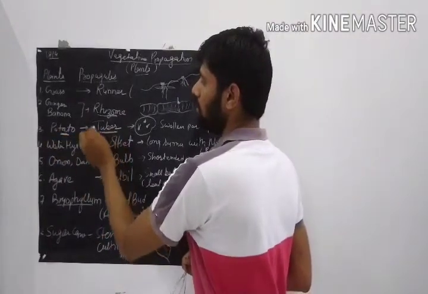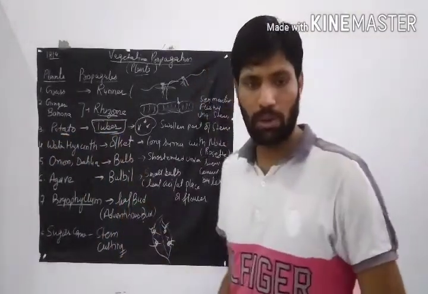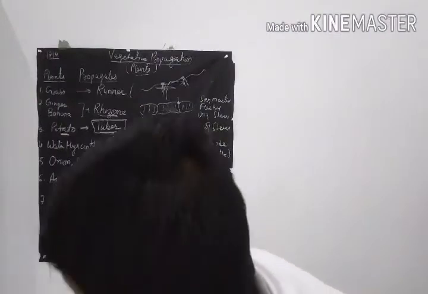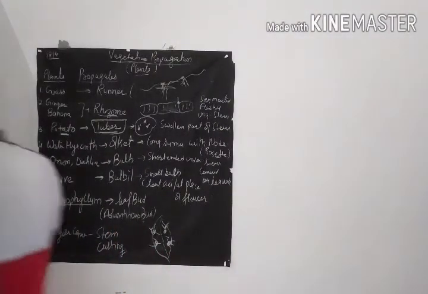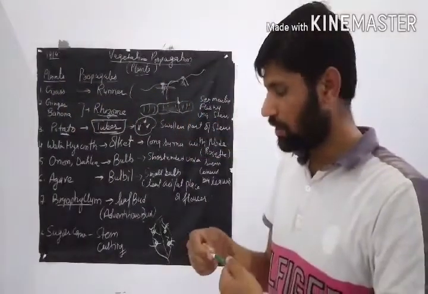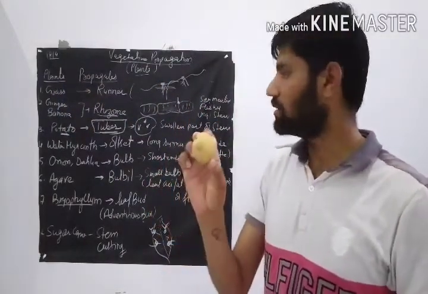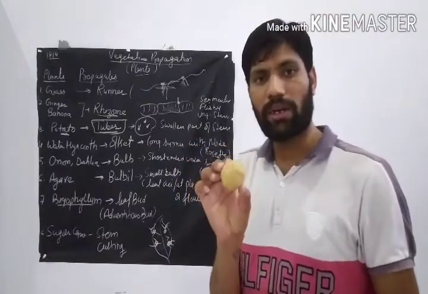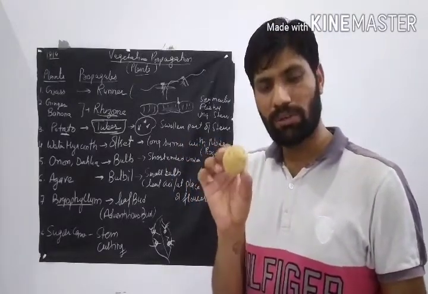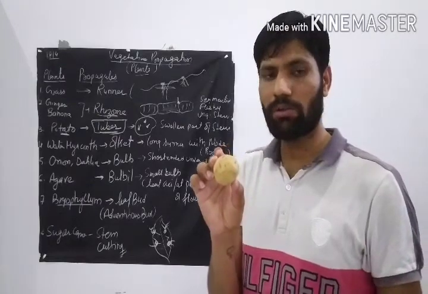Now third is the case of potato. In potato the vegetative propagule is a tuber. Now here we can see this is the potato tuber. Tuber is a swollen underground part, and this is also a modification of stem. It is for storage of food.